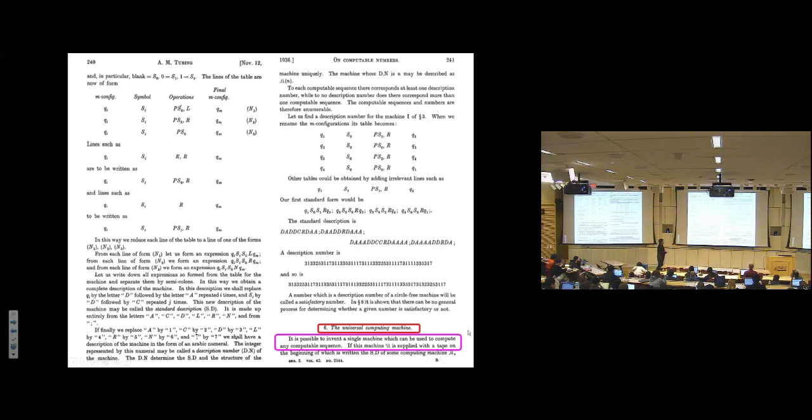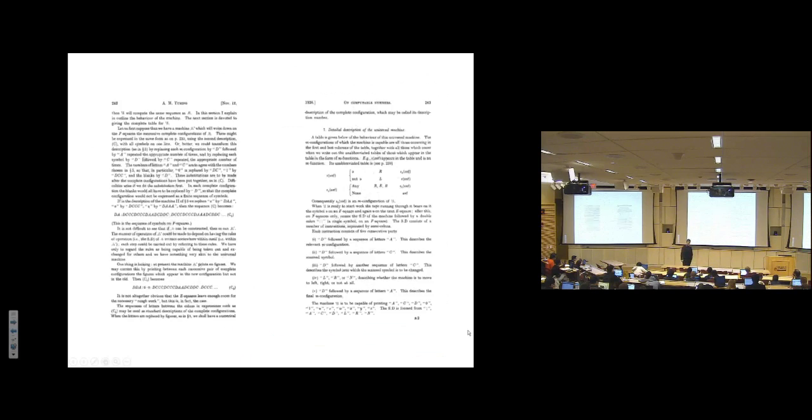And he says very bluntly, right out front, that it is possible to invent a single machine which can be used to compute any computable sequence. So not only can computable sequences be algorithmically implemented and have their digits spit out, but a single machine, a single computer, a single algorithm can do the job of all of them, right? One computer to rule them all. And that's the universal computer, the universal Turing machine, a compiler, basically.